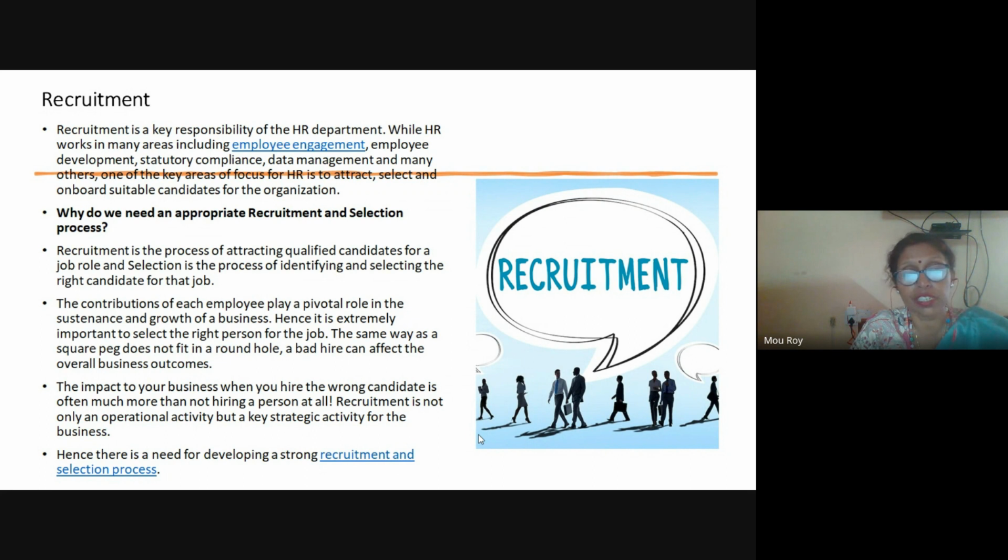In my previous class, I mentioned that recruitment is very important because you are selected on the basis of your qualifications as well as your experience. And once you are selected, your inputs are very necessary for the achievement of the goal of the organization, because at the end of the day you have to see how much revenue is being generated for the organization.